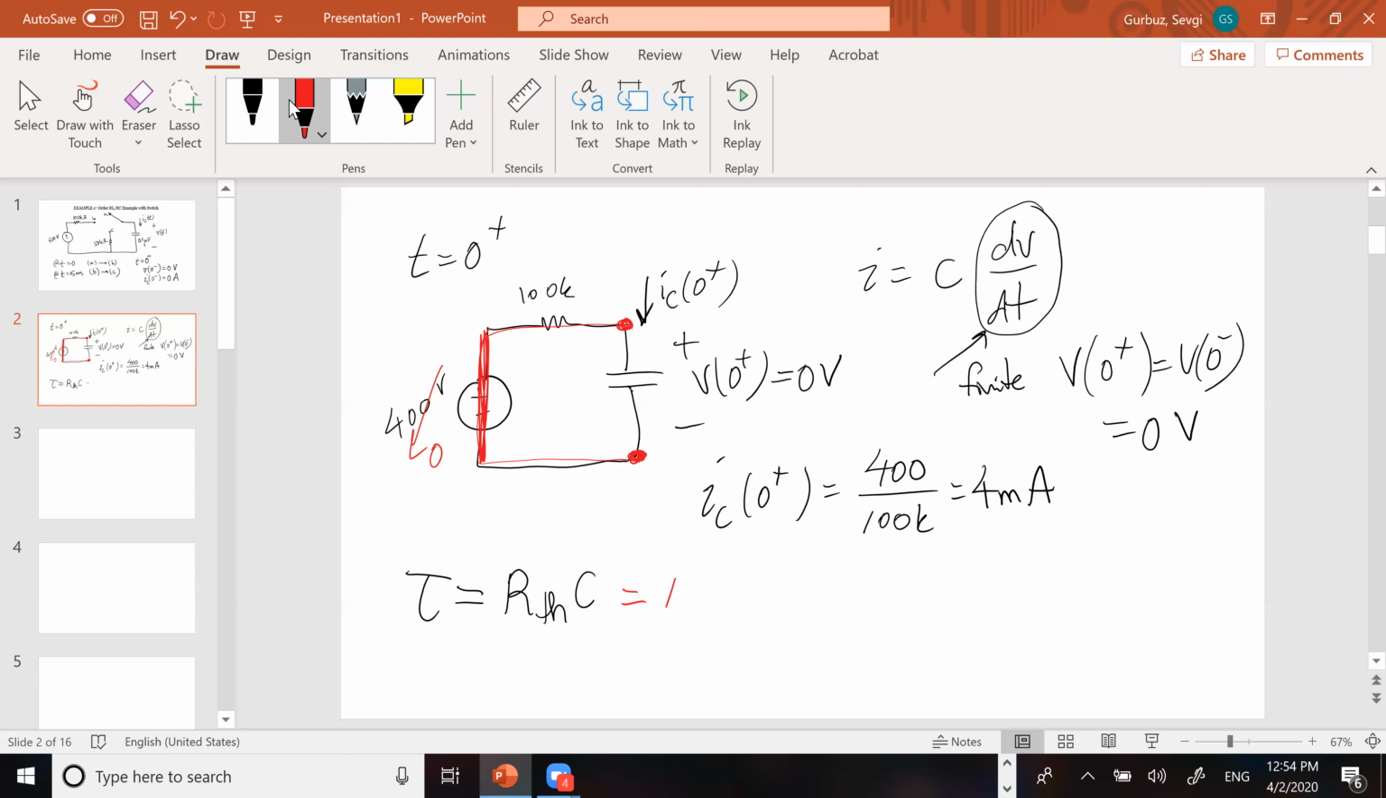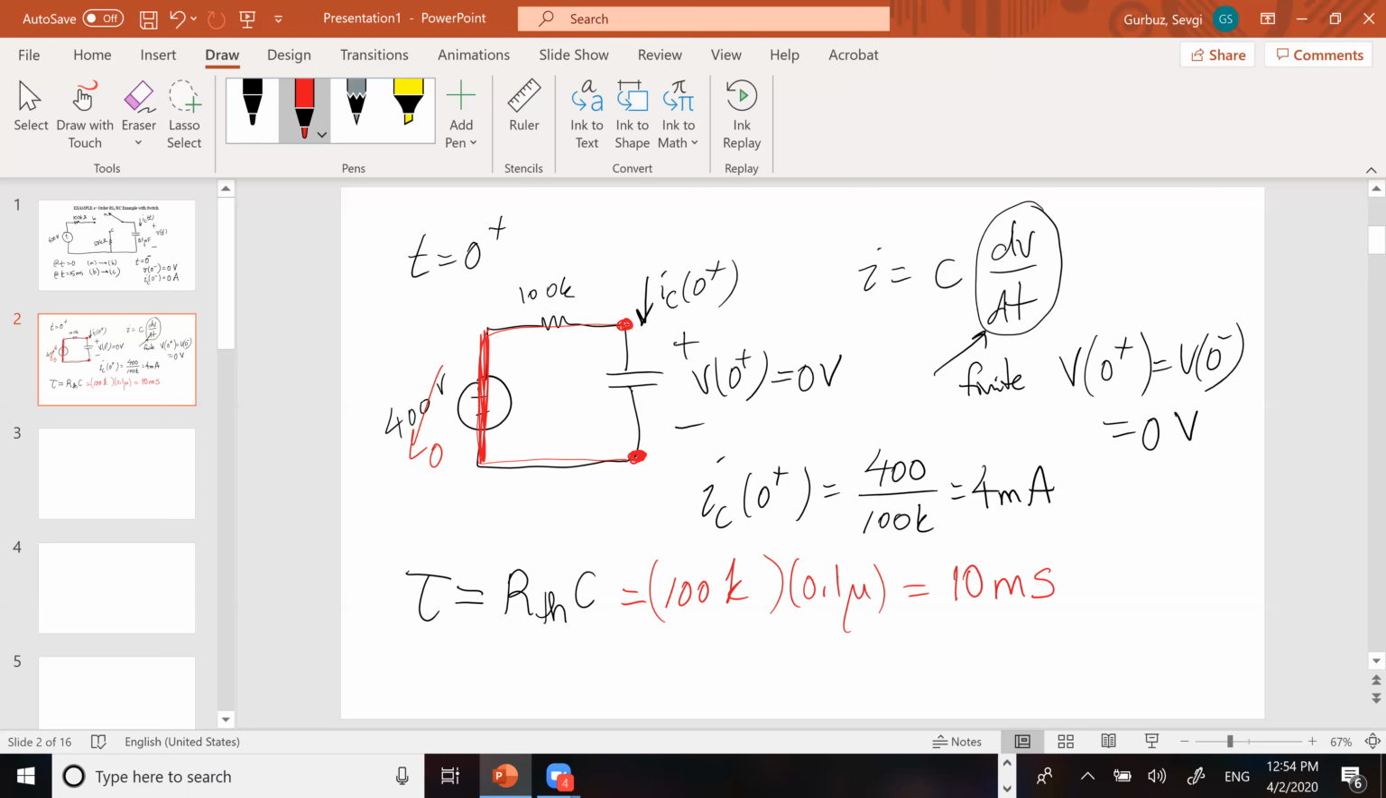So our Thevenin resistance must be equal to 100 k, which we have to then multiply with the value of the capacitor, which is 0.1 microfarad. And this, I believe, will give us a time constant of 10 milliseconds. The final thing that we need to figure out to be able to actually write the equation of the voltage and the capacitance over this interval is the final value of the circuit.